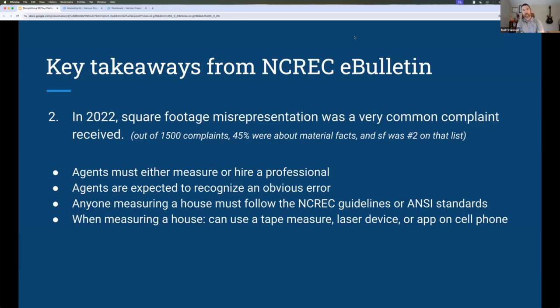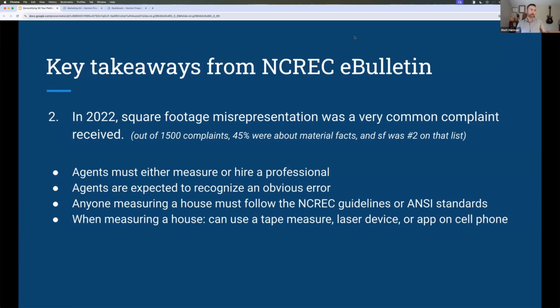Agents are expected to recognize an obvious error. That one is a little scary because they don't give a lot of instruction on how you would do that. A good example of this would be, let's say you hire someone to measure and you were expecting it to be 1,600 square feet, but you get a sketch back that says 2,000 square feet. And what they did was include the 2-car garage in the living area. Instead of doing something, just going to your seller and saying, "Hey, great news. I know you thought it was 1,600. It's actually 2,000," and then just going to market with it, that would be a problem. That's an obvious error that they would expect you to recognize.